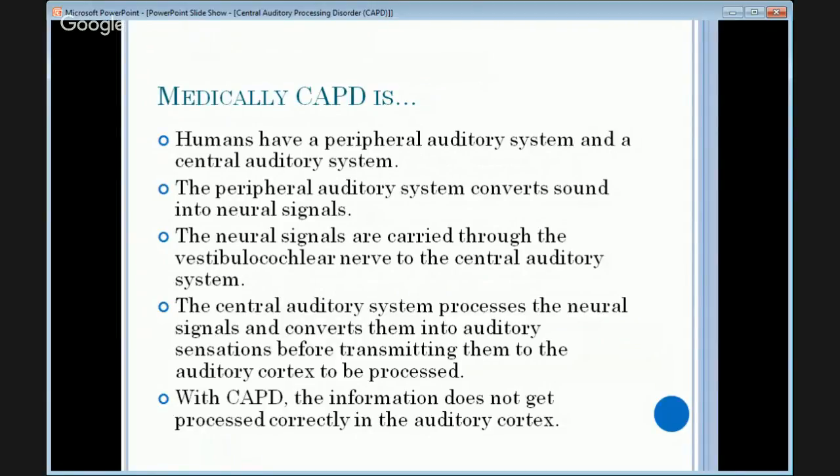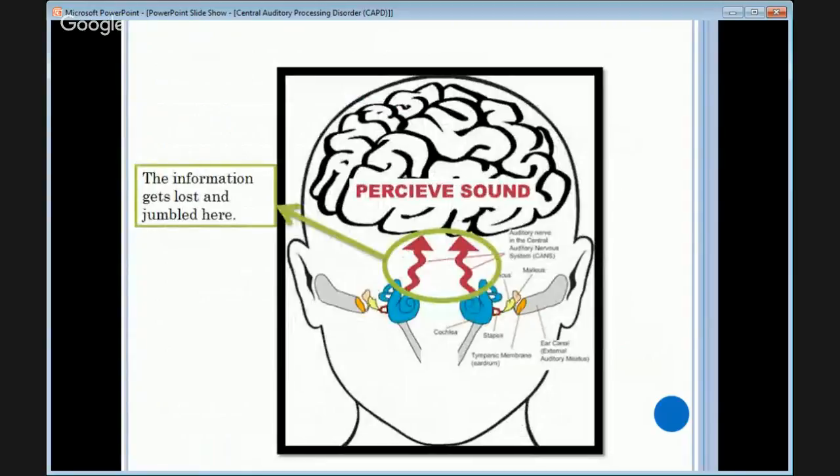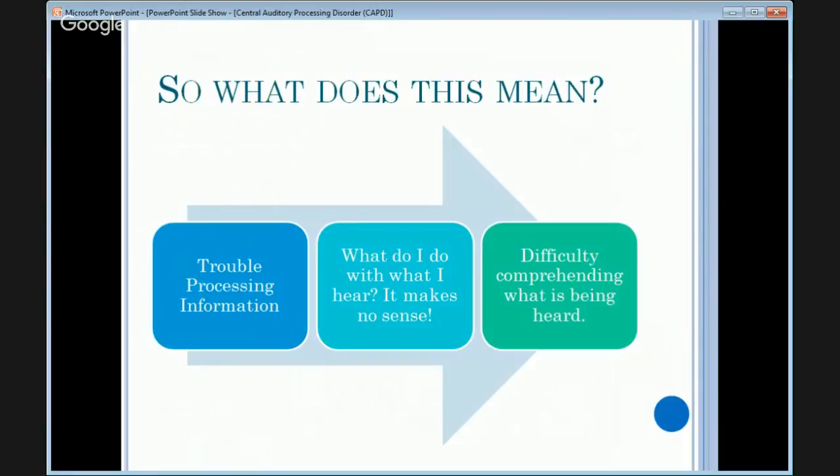cortex to be processed. With CAPD, the information does not get processed correctly in the auditory cortex, so students' information gets lost and jumbled here. As you can see in this diagram, I have the auditory nerve and the central auditory nervous system circled because that is where the information does get lost.